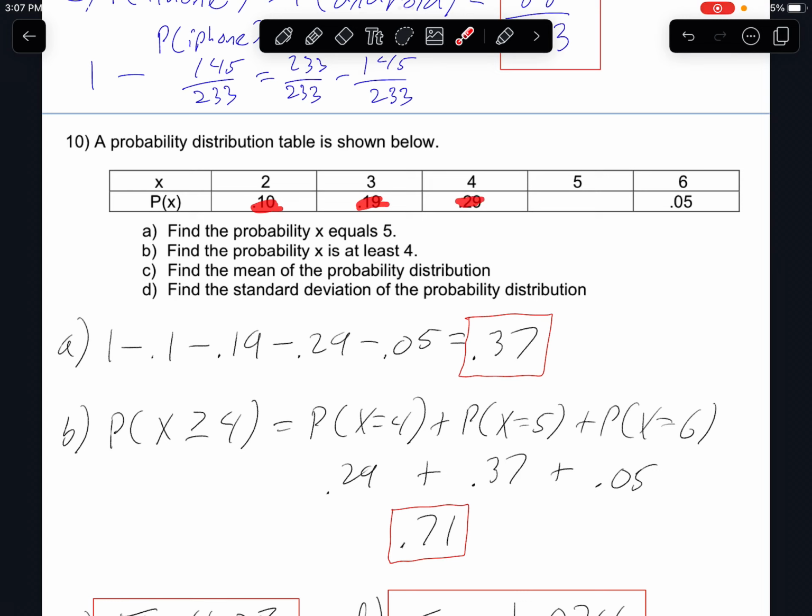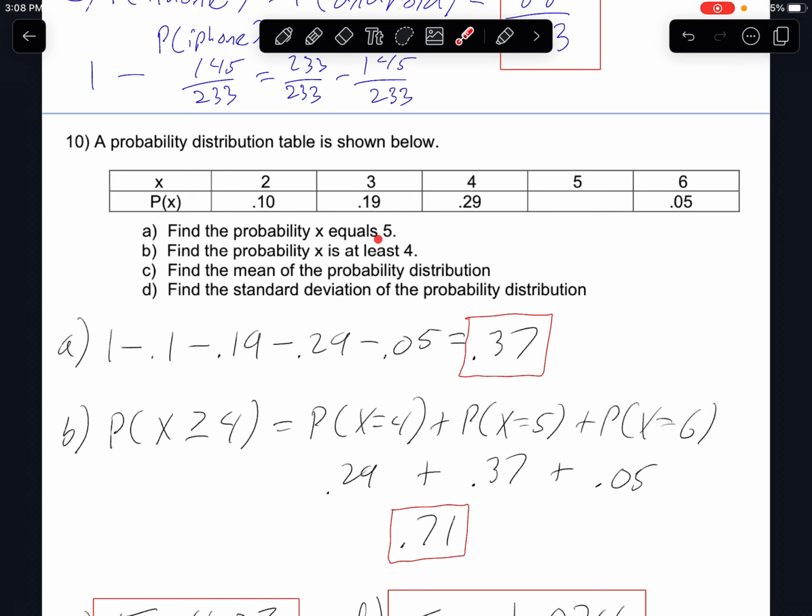0.1, 0.19, 0.29 for outcomes of 2, 3, and 4. 0.05 for an outcome of 6. We have one missing probability. But since all of these probabilities have to sum up to be 1, what that means is, if we take 1 minus each of these probabilities, we can calculate the probability that X is equal to 5, which is 0.37. And that answers part A.